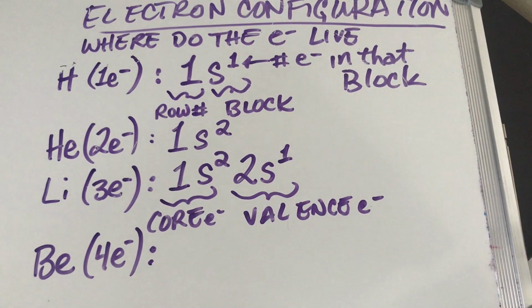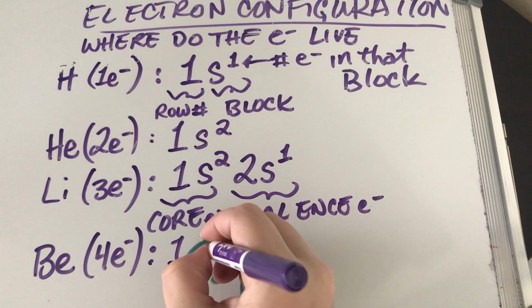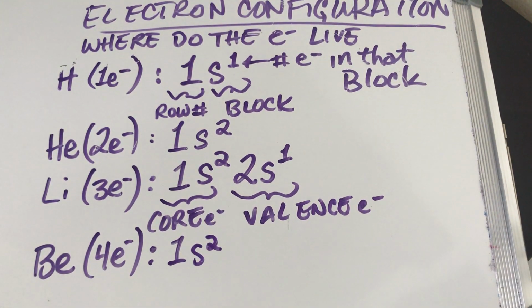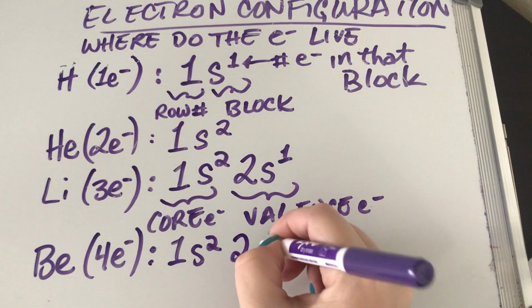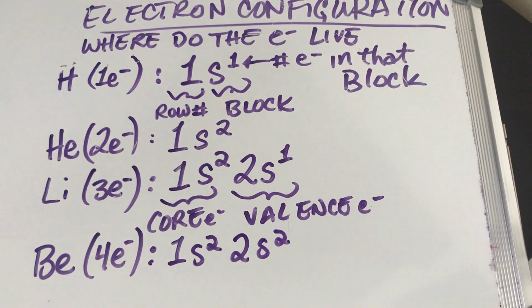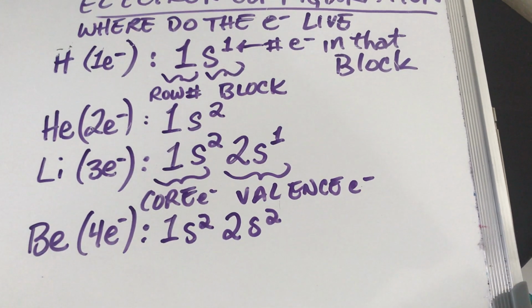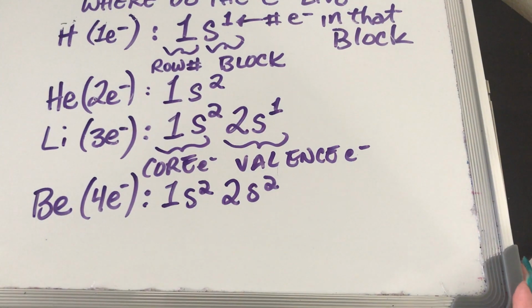So, what would the electron configuration for beryllium be? 1s2. 2s2. Everybody comfortable with that? Does it make a difference if it's a daddy S or little s? It's a baby S. Good question.